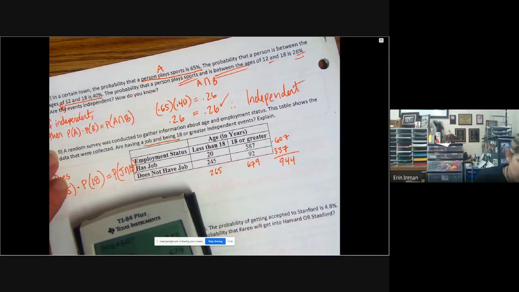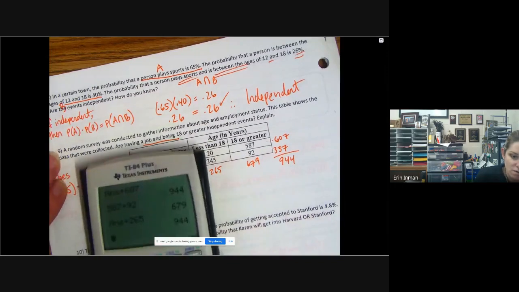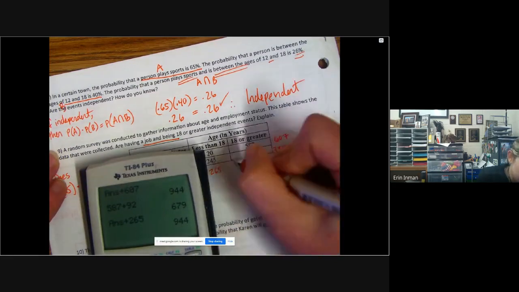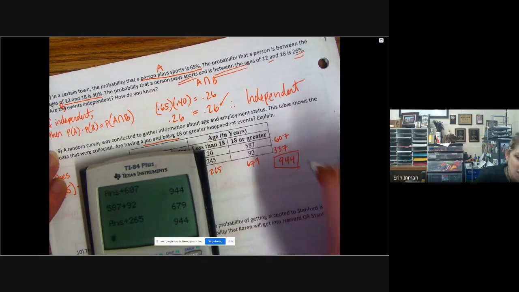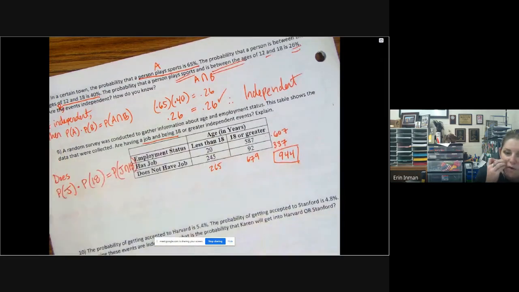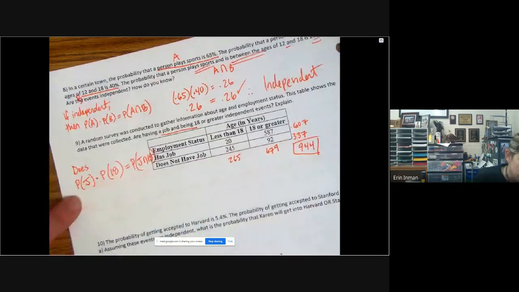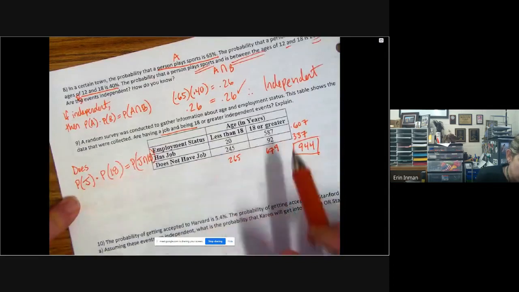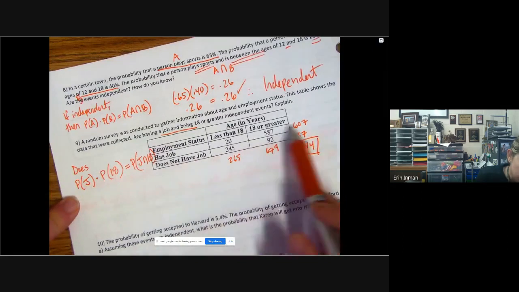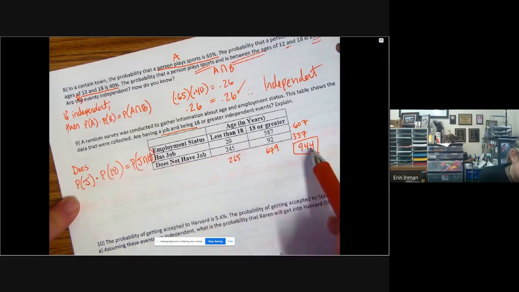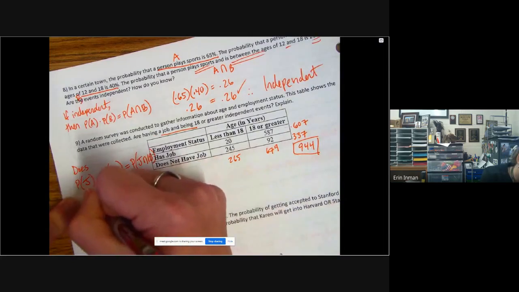Just to double check. Yes, it does work, right? Every once in a while there's a math mistake, but this one works. So it works both ways. The totals work both ways. So we've surveyed 944 people. So the probability of finding someone that has a job in our survey, well, of the job, that was 607 out of 944. Holy cow, that's a lot.